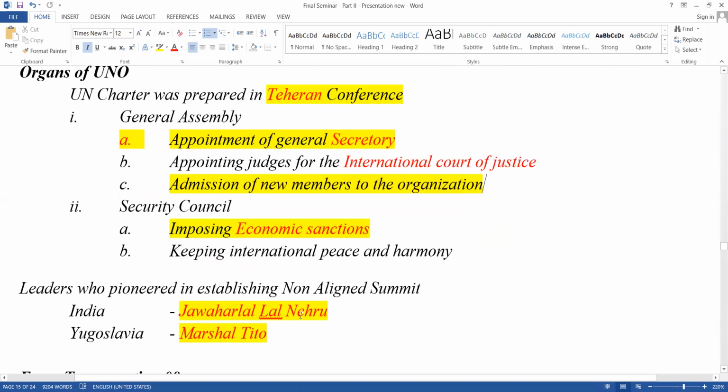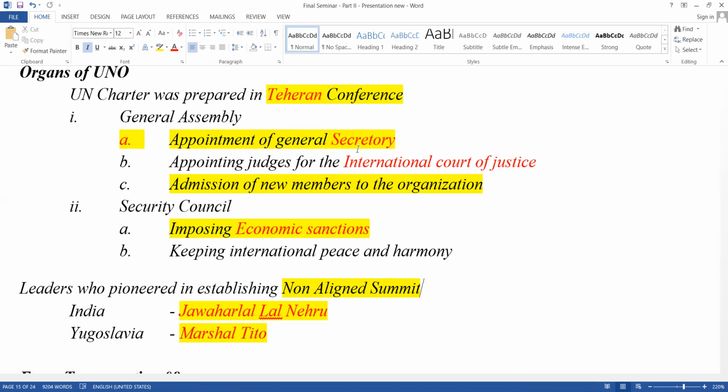No, we can't survive alone. Leaders who pioneered in establishing the non-aligned summit. What is the non-aligned summit? That is the world organization where the countries are not inclined into both camps, the capitalist or the Russian socialist camp. Initially, there were 5 members and they started. What are the 5 countries? India, Yugoslavia, Bangladesh, Sri Lanka and others. The leaders of those countries contributed in the formation. Jawaharlal Nehru was the Indian leader and Marshal Tito was the Yugoslavian leader, only those 2 leaders are asked in the exam, but S.W.R.D. Bandaranaike of Sri Lanka also contributed.